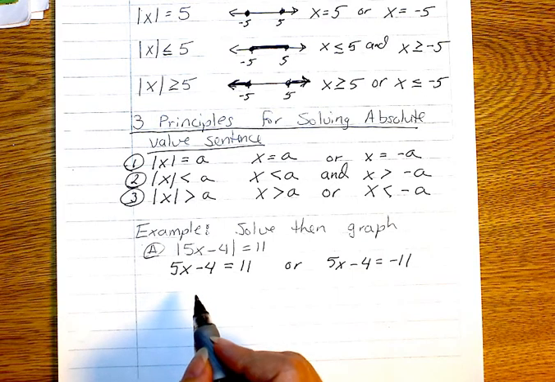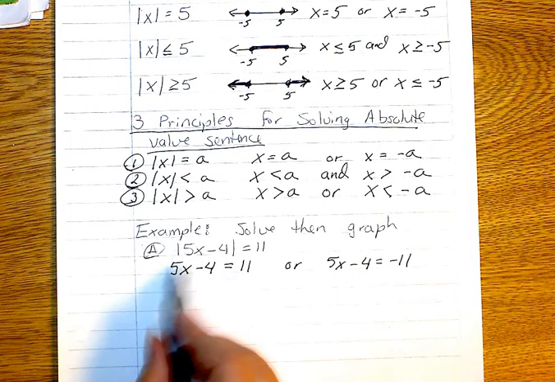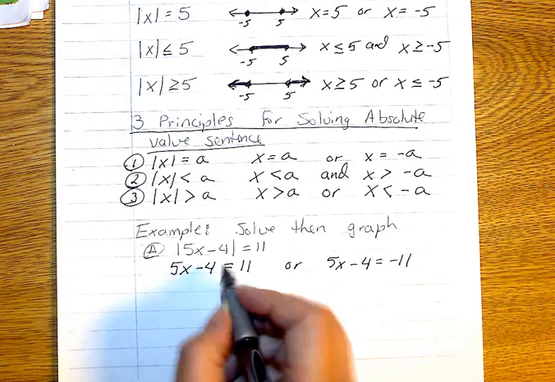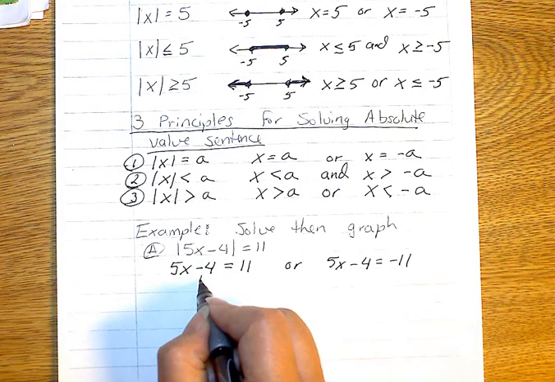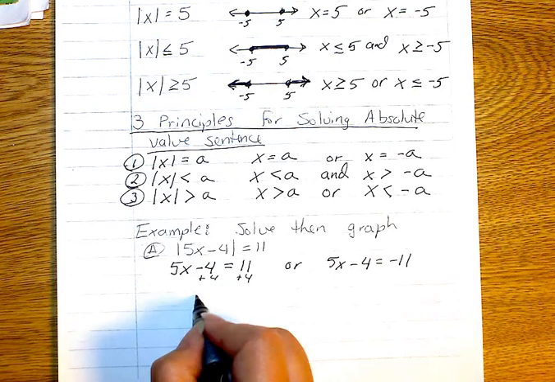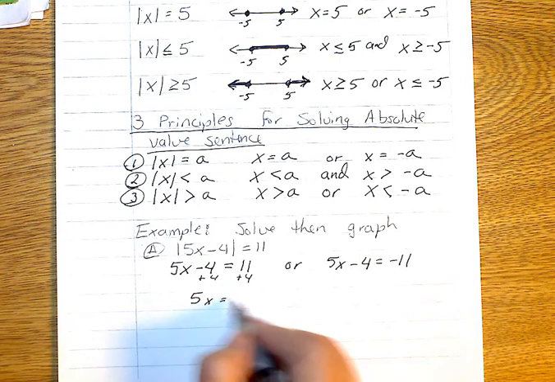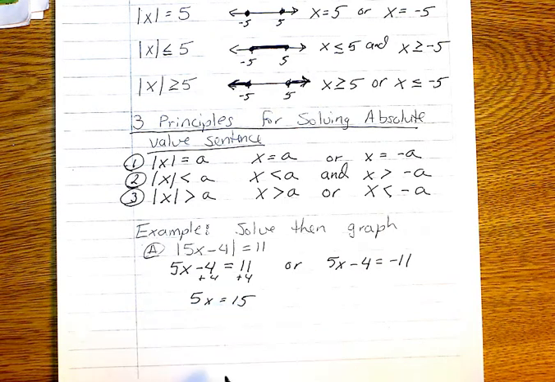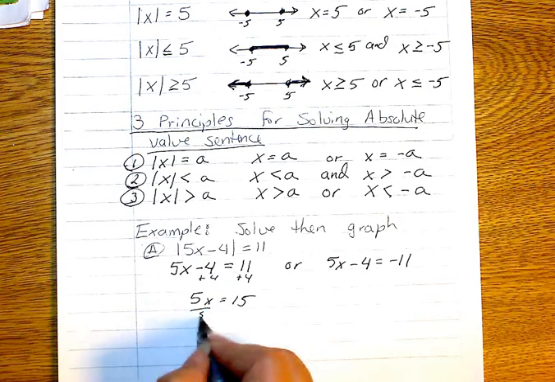All right, class, now there are two separate problems, so what do we do first? You add 4 to both sides. So you get 5x is equal to 15. Then divide by 5. x equals 3 on that one.